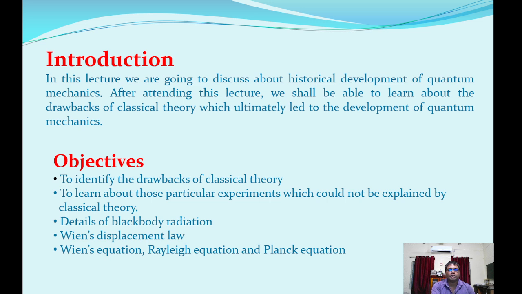The main objectives of this lecture are as follows: to identify the drawbacks of classical theory, to learn about those particular experiments which could not be explained by classical theory, details of blackbody radiation, Wien's displacement law, Wien's equation, Rayleigh-Jeans equation, and of course Planck equation.